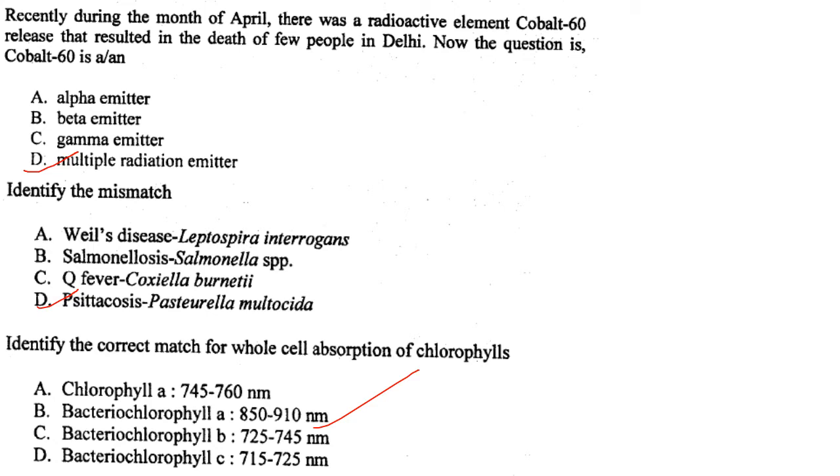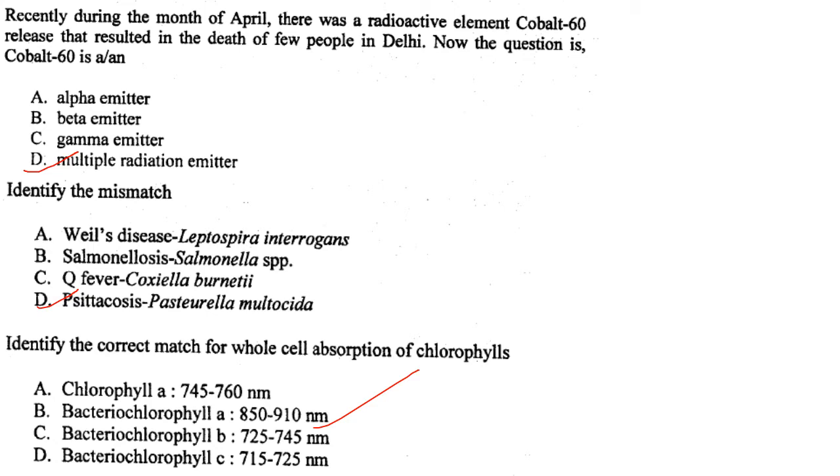Gale's disease, Leptospira interrogans; salmonellosis, Salmonella species; Q fever, Coxiella burnetii; Pistachiosis, Pasteurella multicida. So the answer is, the mismatch is Pistachiosis. It is caused by Chlamydia pistachia. So Pasteurella multicida is the wrong match for Pistachiosis.